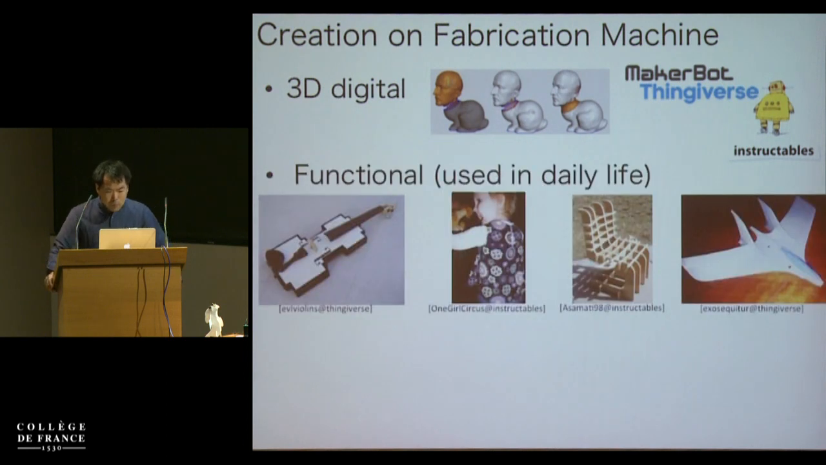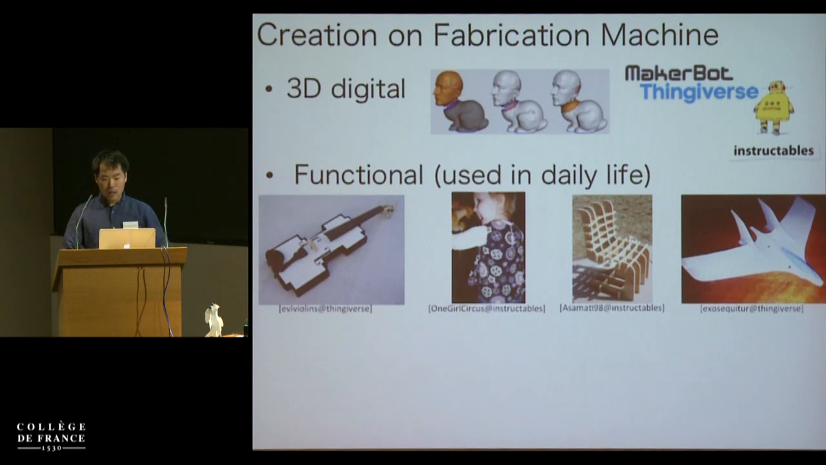What's special about a 3D medium like 3D printed plastic is that it can create functional things. So instead of a picture hanging on the wall or a sculpture sitting on the desk, people can create artistic stuff that is also functional. For example, this violin, clothing, furniture, and airplanes.